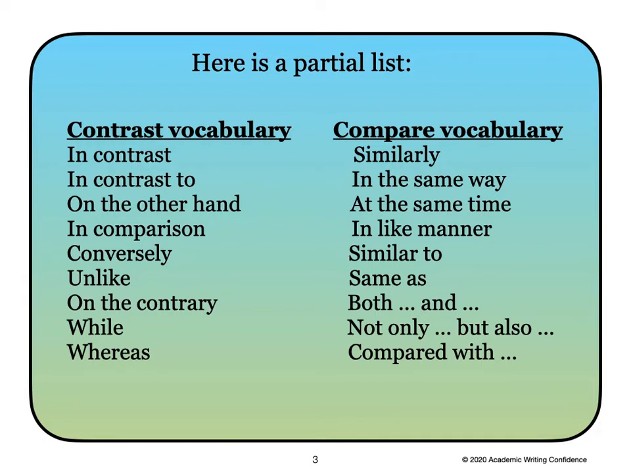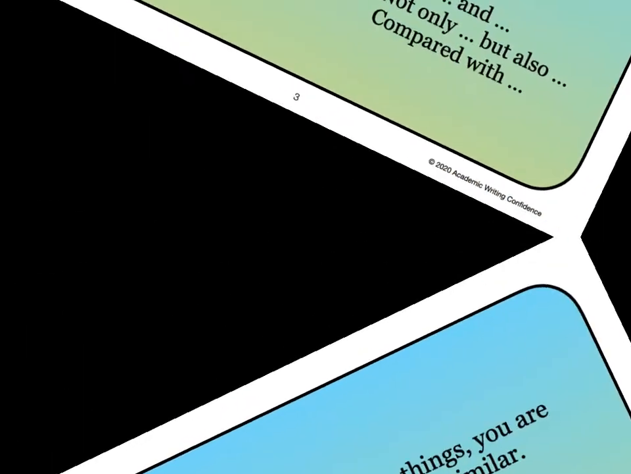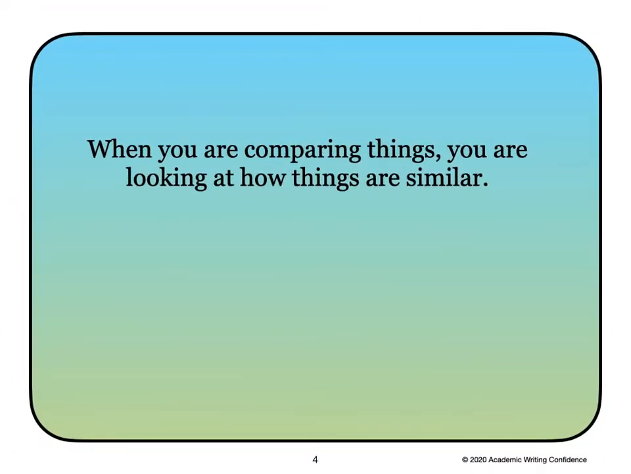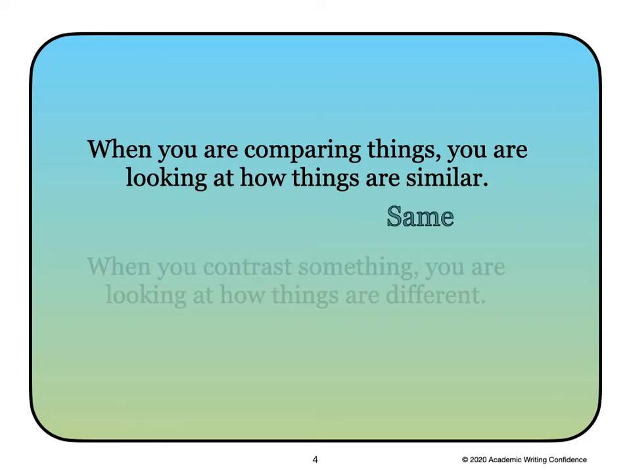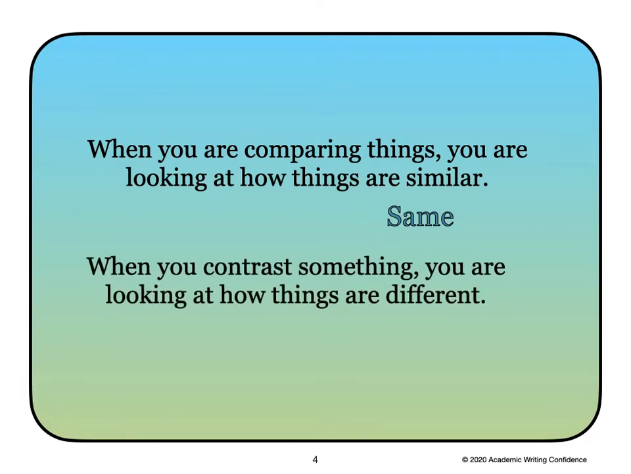We will look at a few of these and use them in sentences so that you can learn how to use them well in your essays. First of all, let's talk about what the words compare and contrast mean. When you are comparing things, you are looking at how things are similar or how they are the same. When you contrast something, you are looking at how things are different. This is what you do in a compare and contrast style essay.